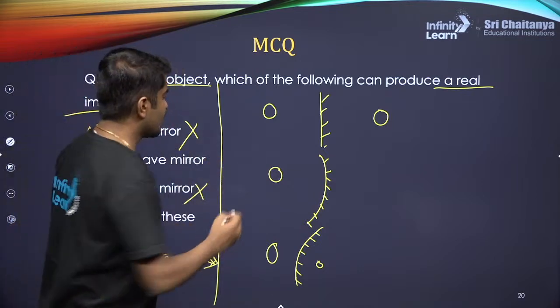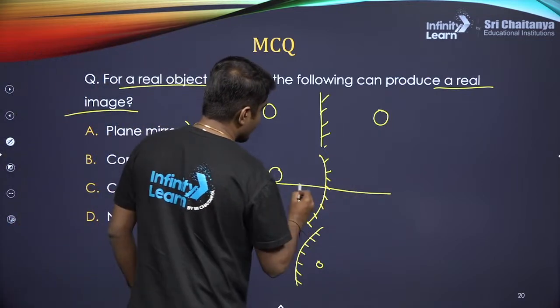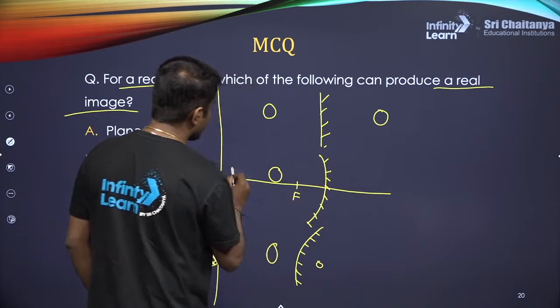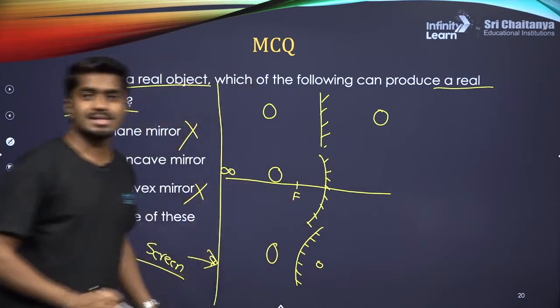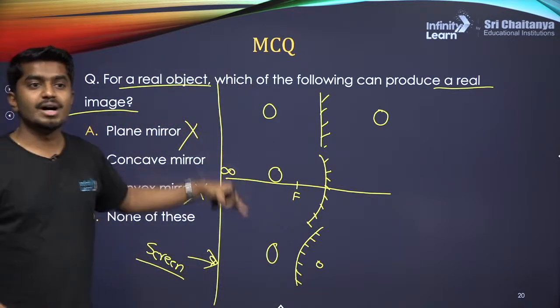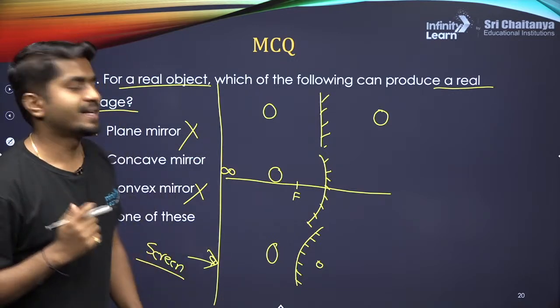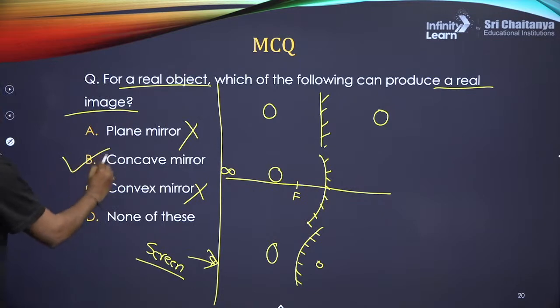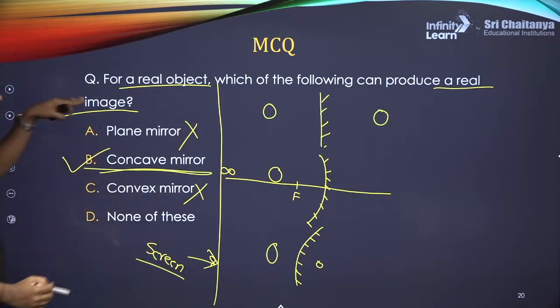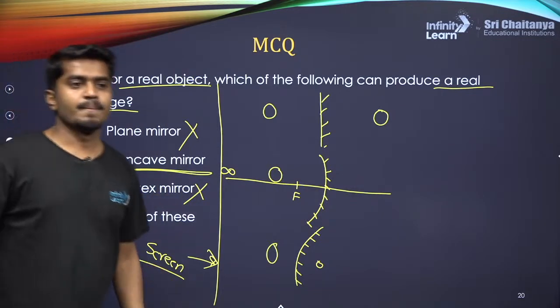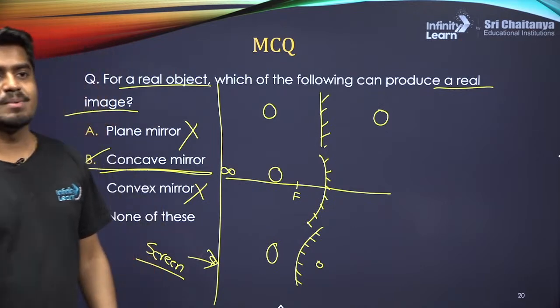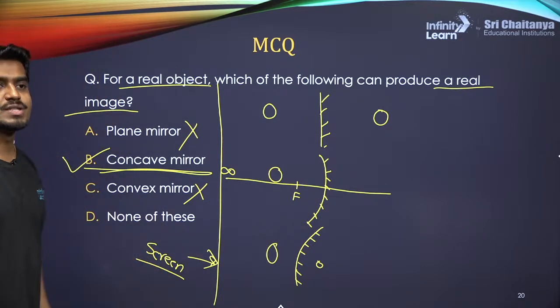In the concave mirror, if you place the object at any point between infinity and focus, it will give you the real image. Yes, concave is correct. So only the concave mirror can give you the real image. Nice everyone. Nice Bimla Kumari. Correct. Vinod, awesome.